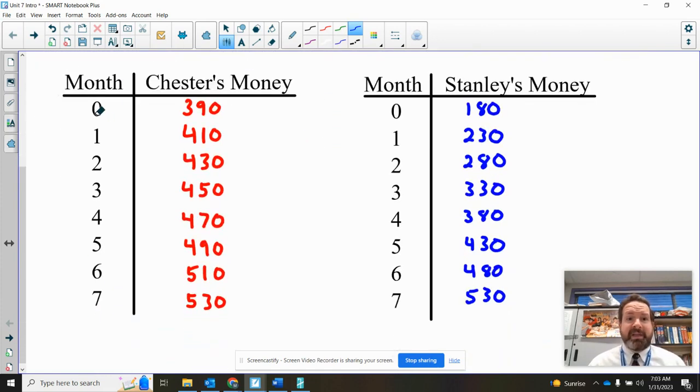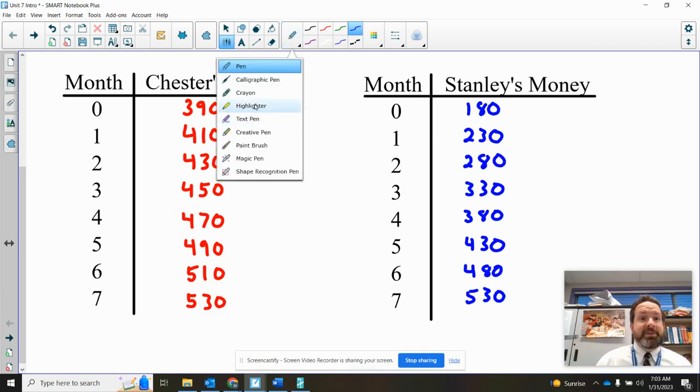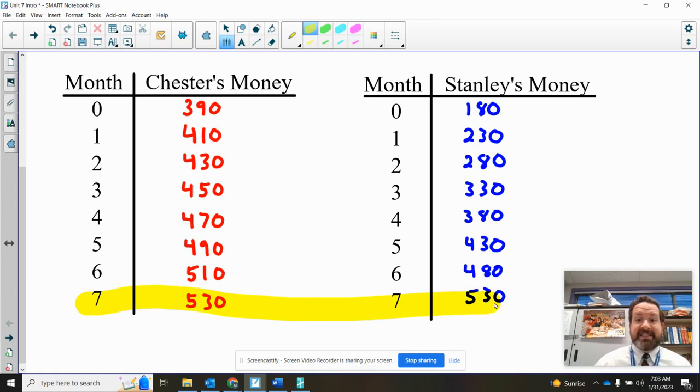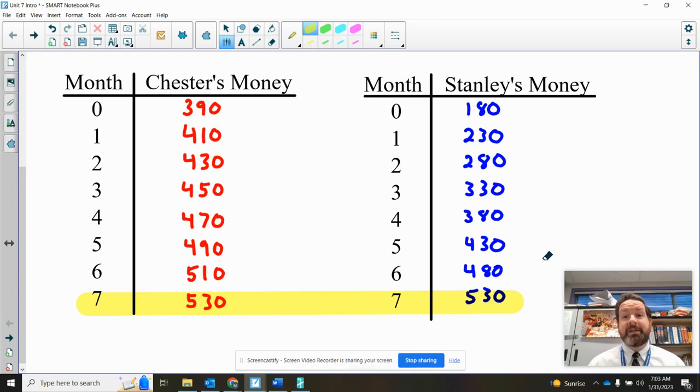Let's take a look. In month 0, they don't have the same. Chester has more. The same is true in month 2, 3, 4, 5, all the way down to the bottom of our chart. This is where it happens. So what I'm seeing is it's this 7. So after 7 months, they will both have saved $530. You may not realize it, but you just solved a system of equations, and that's what this unit is about.